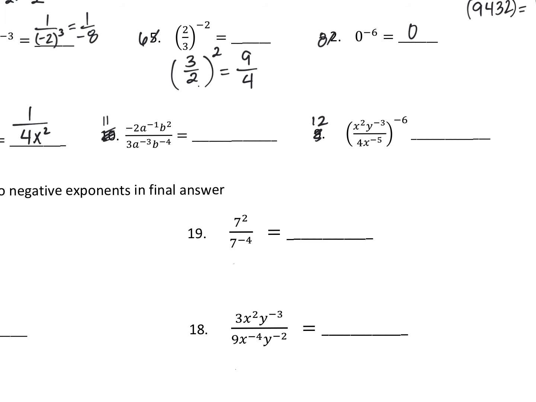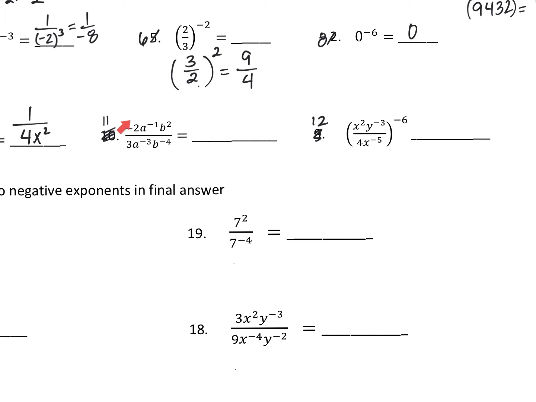Okay, so I'm going to show you 2 ways to do number 11. All right, the first way is to first deal with the fact that we have a bunch of negative exponents everywhere. And if a negative exponent is in the denominator, that moves the expression to the top and makes it positive.